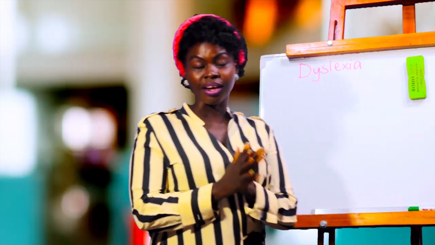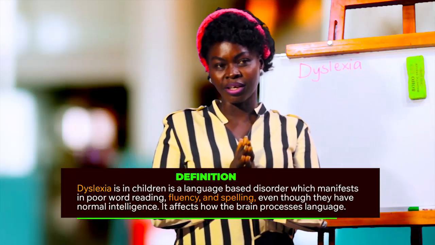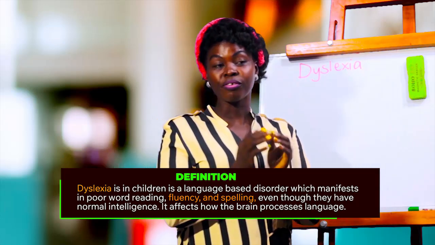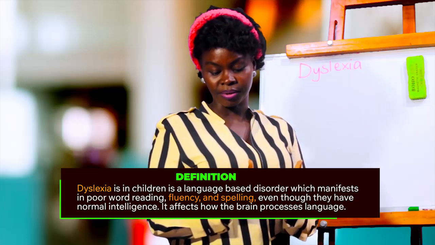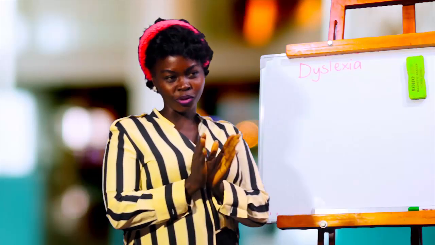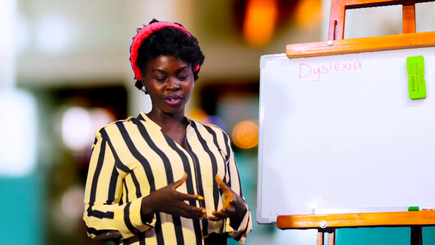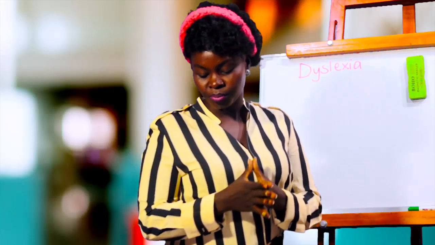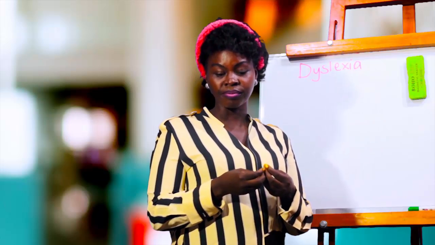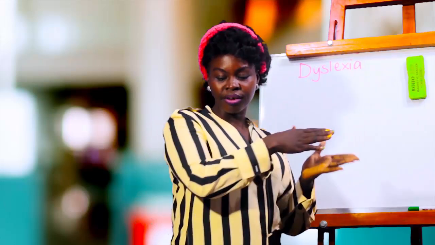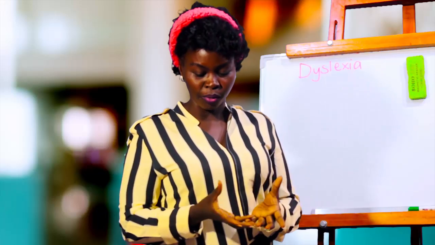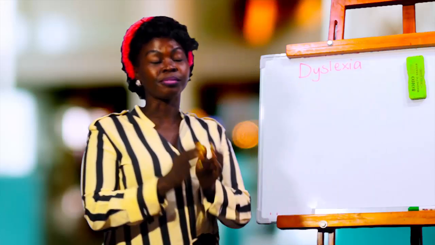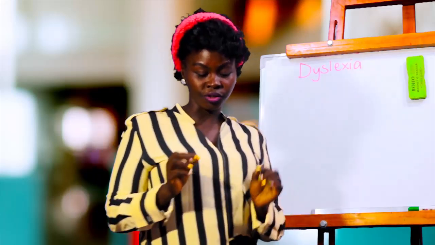Dyslexia is mainly a language-based disorder which manifests in poor word reading, fluency, and spelling. So dyslexia is also known as reading difficulties. It is also of neurodevelopmental origin and mainly affects the ease with which a child reads, writes, or even spells words. So that's why they recognize it as a specific learning disorder.